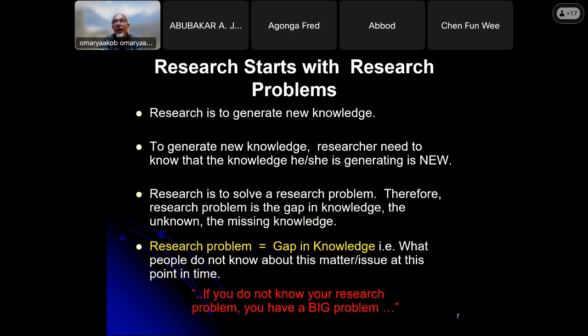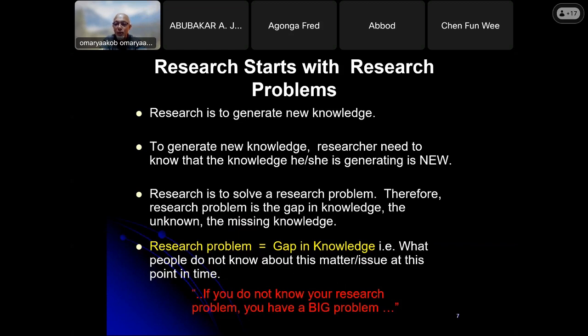So that's why I keep saying to students, if you do not know your research problem, you have a big problem, because you don't know your research gap. You know that it is something to do with global warming or flooding or traffic jam or COVID. That's a mundane problem faced by human beings. But what is your research problem? Your research problem is your gap in knowledge. What is it that you want to study? What exactly are you looking at? That is your research problem.